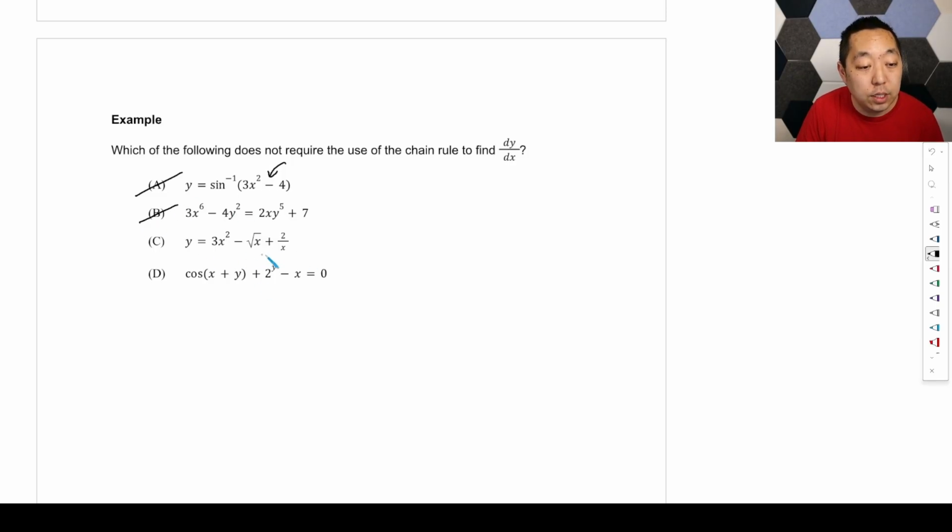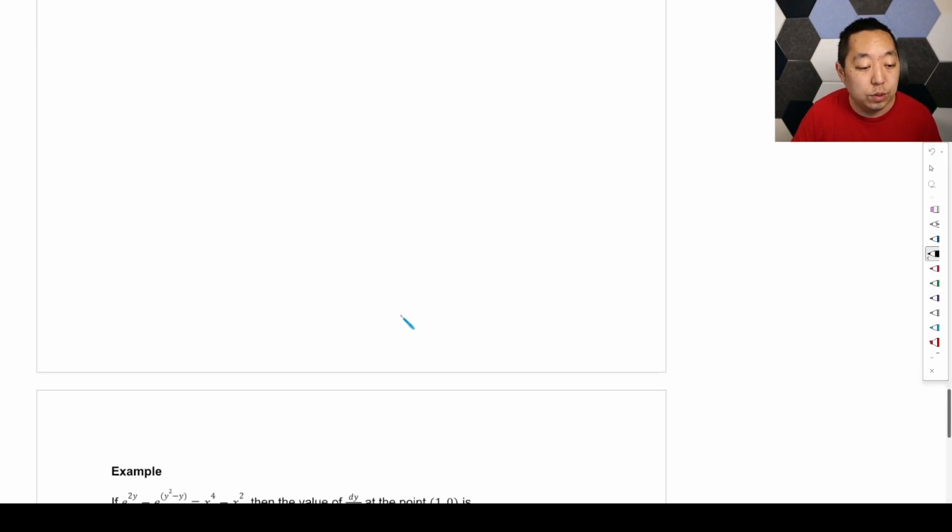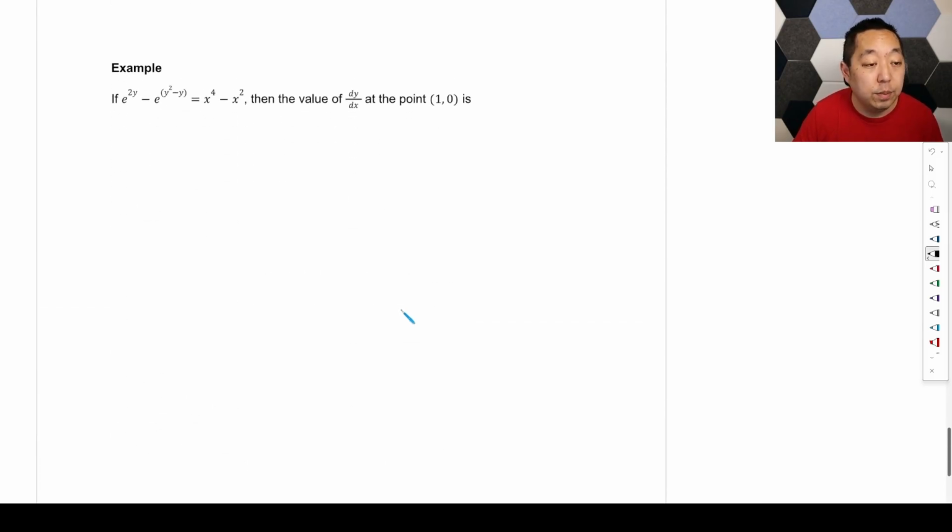This one, look, this is just power rule, right? So this one doesn't require chain rule. This one is implicit as well, so that requires chain rule. Anytime I do implicit differentiation, I'm ultimately doing chain rule. Let's find the derivative at a specific point here. So let's say I want to know the value of it at a point. You're just going to plug in those x and y values after you do it.